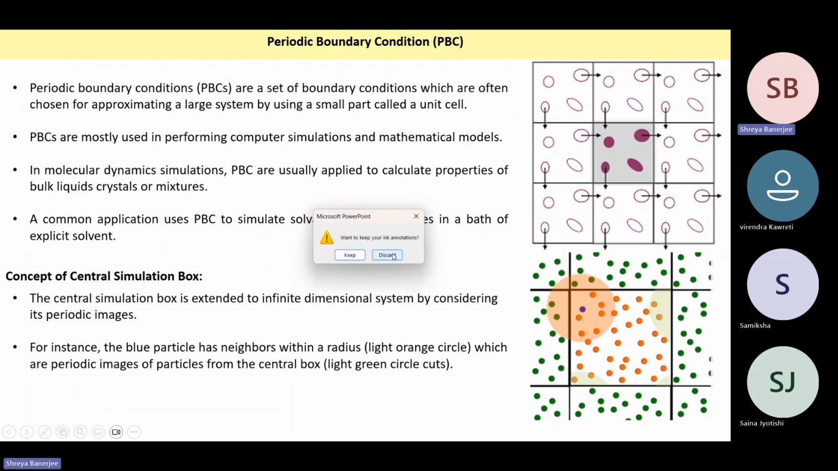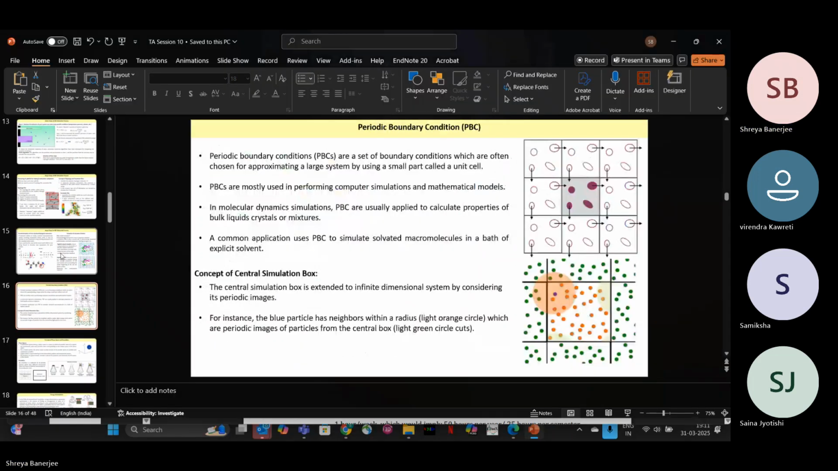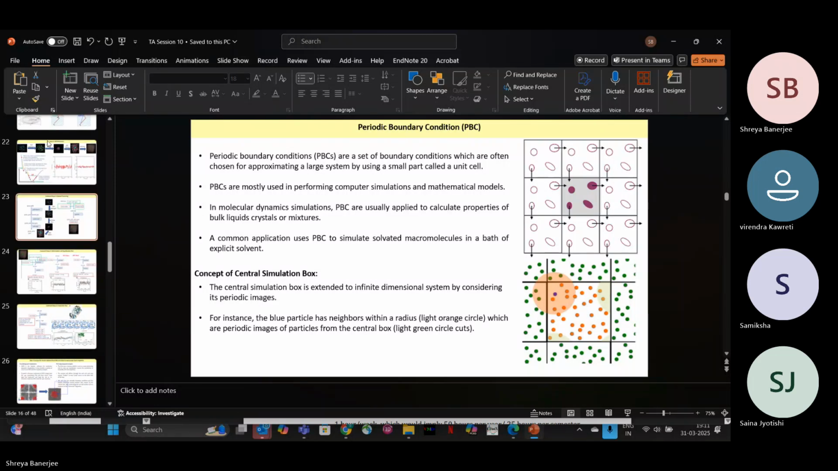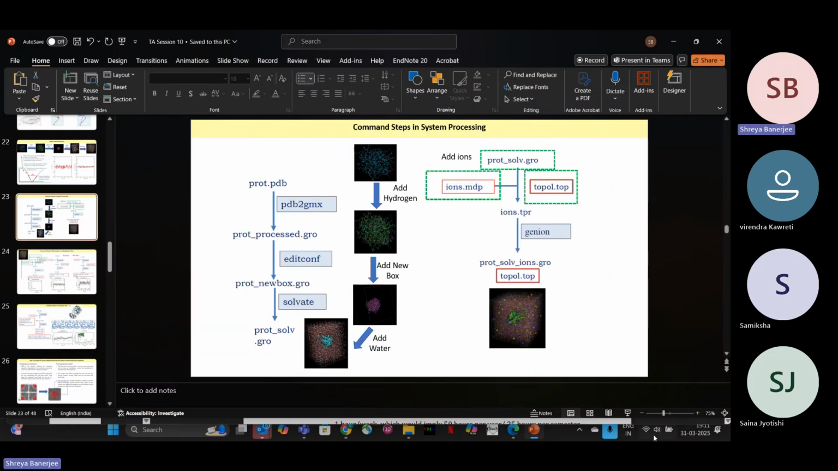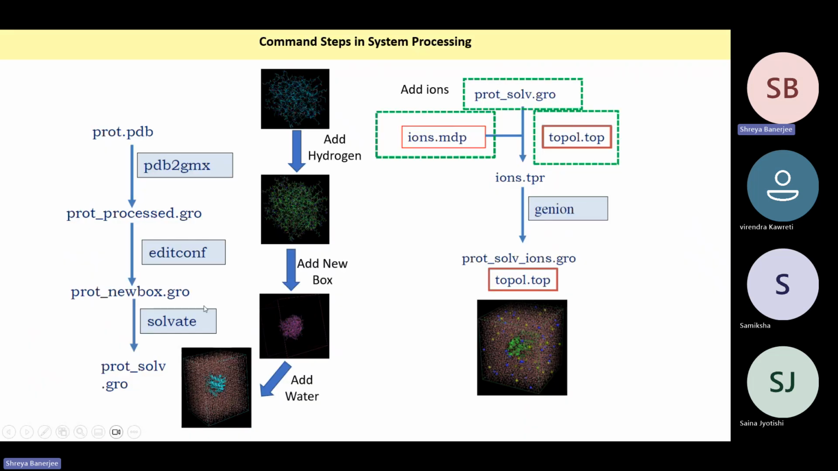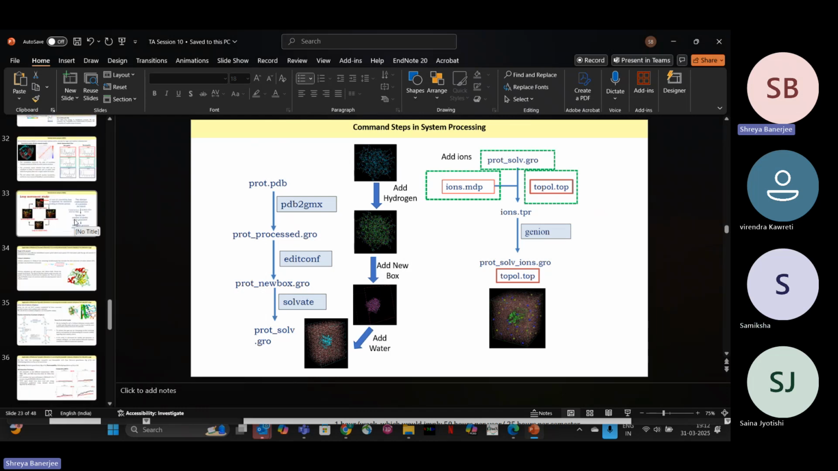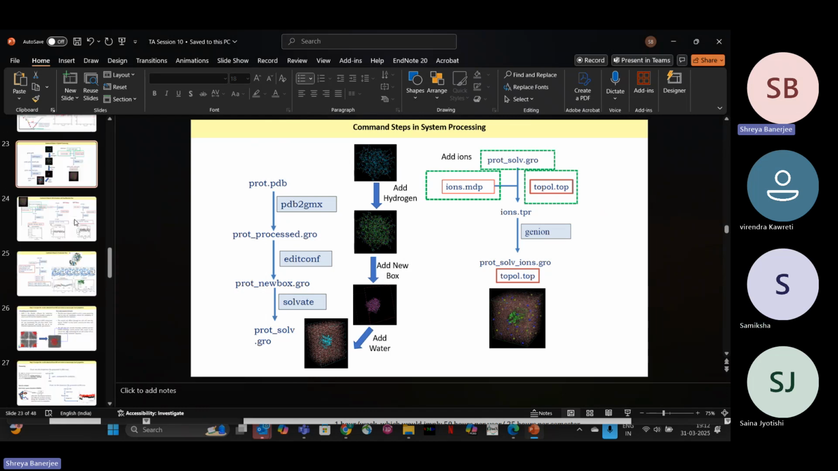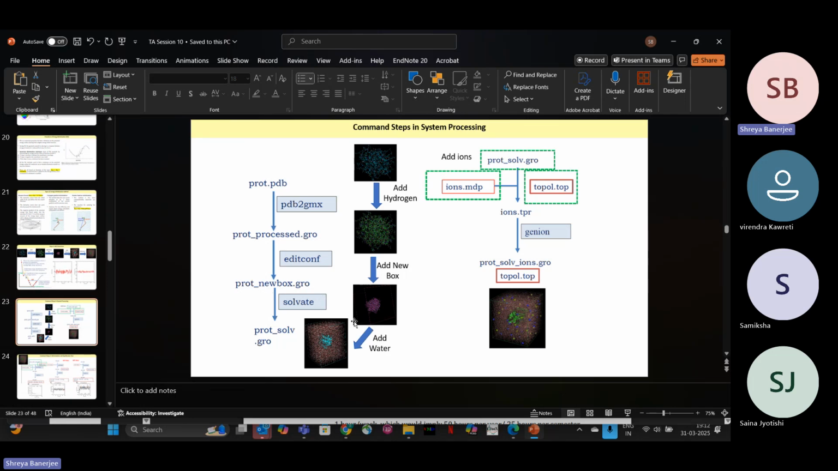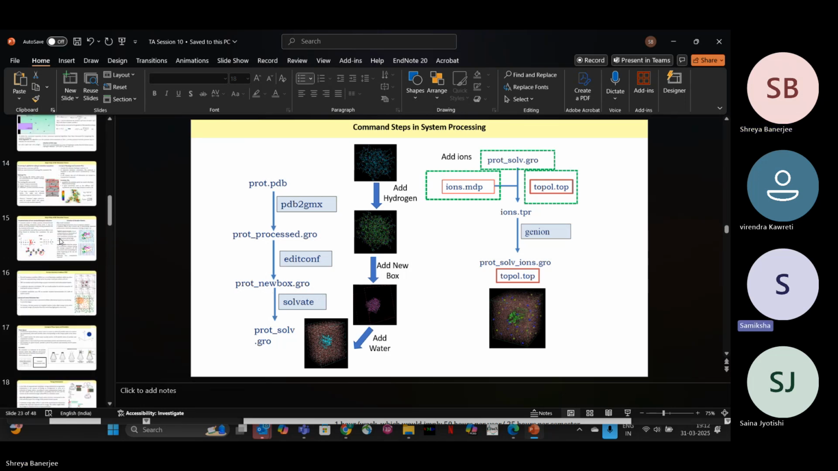I'll just show you one thing. I have this slide with different commands. There is this command called solvate. When you give the solvate command, there will be a pop-down menu that gives you different solvent models. That also I have in one of the later slides. So after solvate, you have to write the solvation model, and then it will add that particular solvation model.